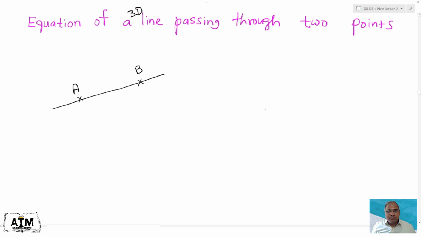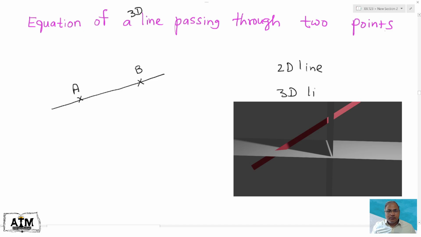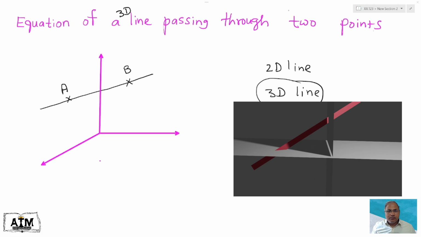There are 2 types of lines. One is a 2D line, a 2-dimensional line. Another is a 3D line, a 3-dimensional line. So today's video, I'm going to talk about how to find the equation of a 3D line if it is passing through the 2 points, point A and point B.